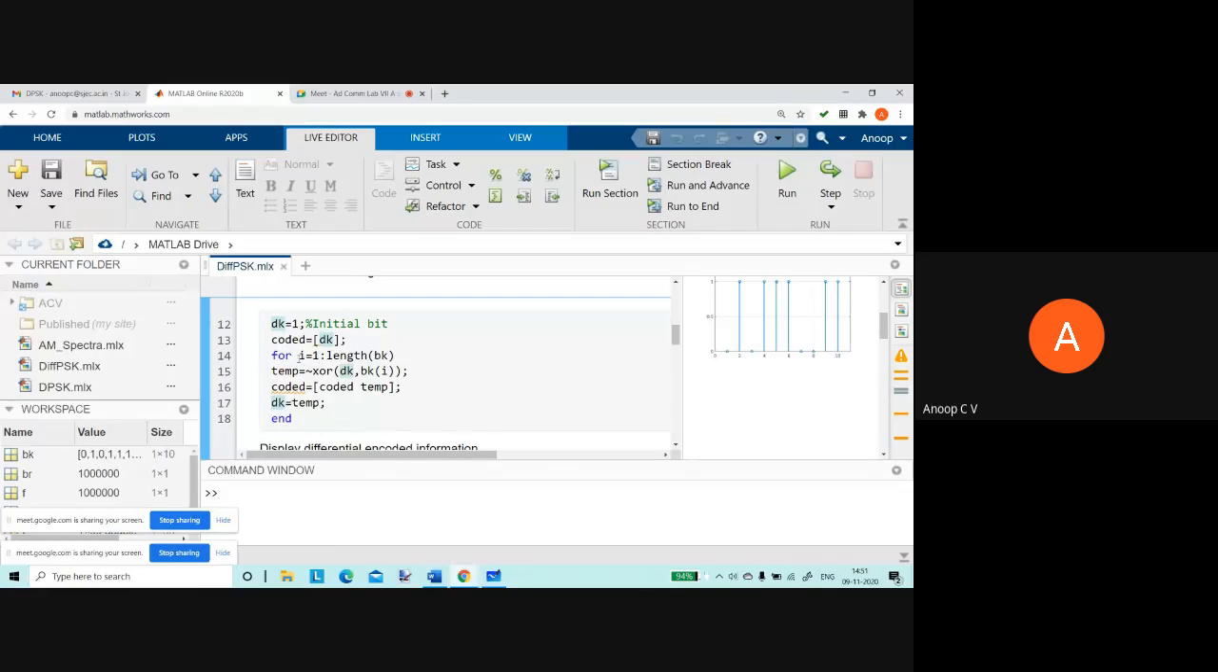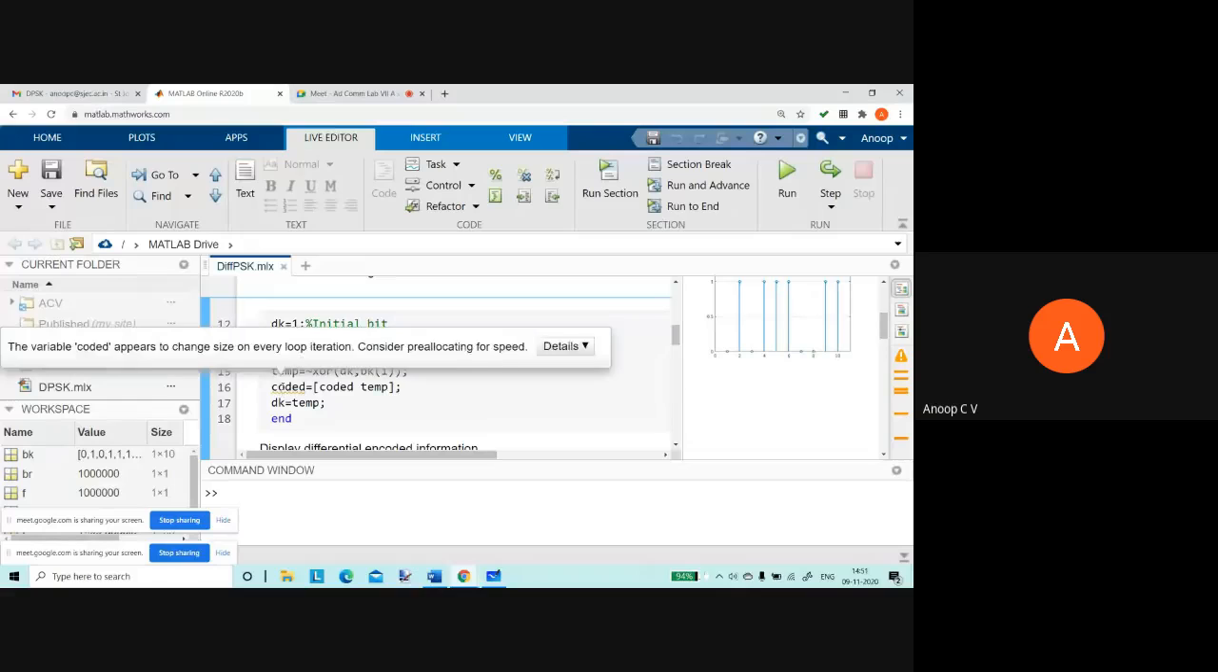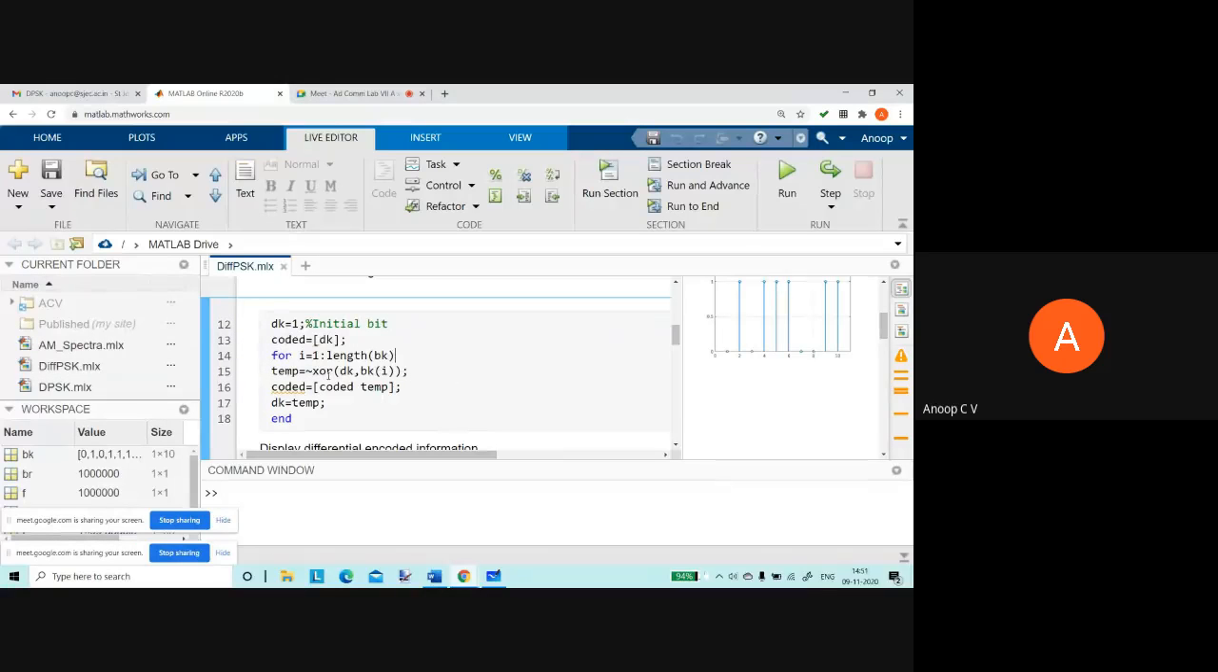I'm going to use a for loop, for I from 1 to length of BK. If you remember, BK was our original bit sequence of 10 bits, so a 1 cross 10. This for loop will iterate 10 times, and in it you have to perform the XNOR operation.